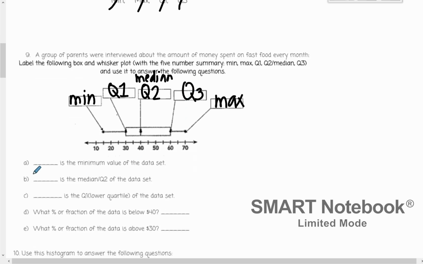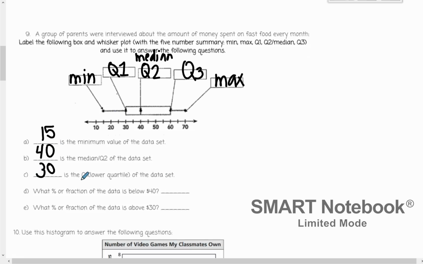We then want to answer a few questions about our box and whisker plot. So blank is the minimum value of the data set. That dot goes right here on this tick mark. We're counting by tens, so a tick mark in between would be counting by 5s. So that would be 15 is the minimum. The median, so we're looking for the Q2, is at 40. The Q1, the lower quartile, is 30.